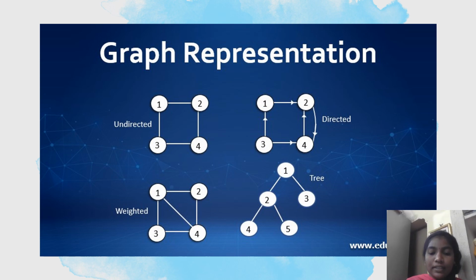Weighted graph means let G be a connected graph, and these have the connections 1, 2, 3, 4. Then G is said to be a weighted graph if every edge in G is associated with a real number called the weight of the edge. The sum of the weights of all the edges in the weighted graph is called the weight of the graph.